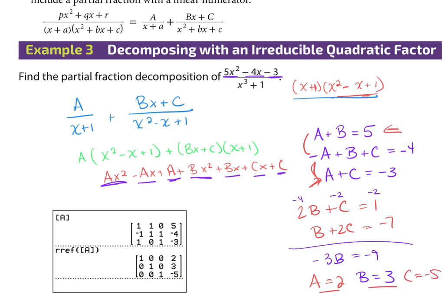So I have my A, my B, and my C. And then you literally just plug it back in. A, that's 2 over x plus 1 plus Bx. So that's 3x plus C, but C is a negative, over x squared minus x plus 1.